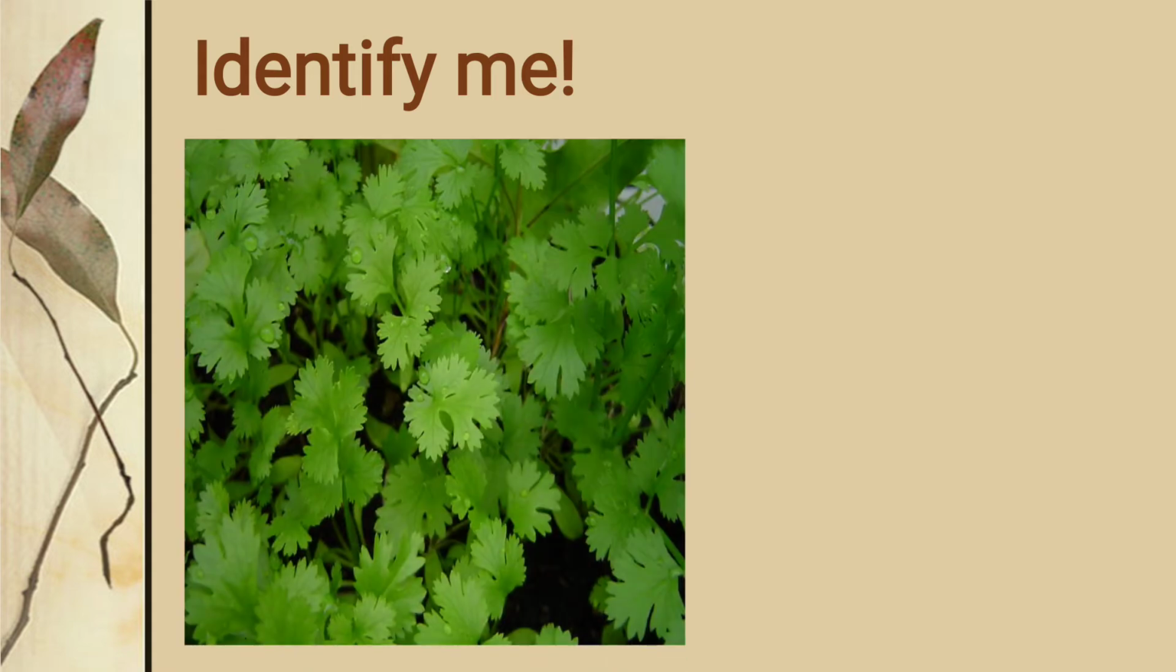I'll show you a picture again here and you have to guess which plant it is, and this one is coriander leaves or coriander plant, right? So what do we call coriander leaves in Hindi? We call it dhania. Okay, that is called hari dhania. I'm showing you here.